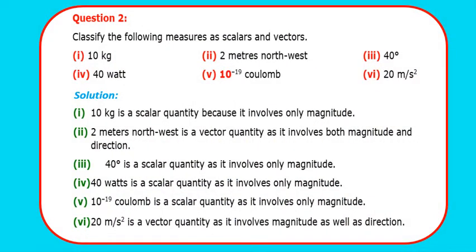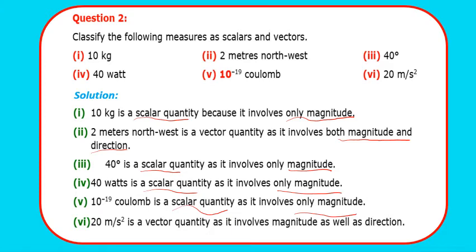Moving to question 2. Classify the following measures as scalars and vectors. The first is 10 kg. Now 10 kg is a scalar quantity because it involves only the magnitude. 2 meter northwest is a vector because it has both magnitude and direction. 40 degree: degree is a scalar quantity because it has only magnitude, there is no direction involved. 40 watts is a scalar quantity because it has only magnitude. 10 power minus 19 coulomb is again a scalar quantity because it has only the magnitude.